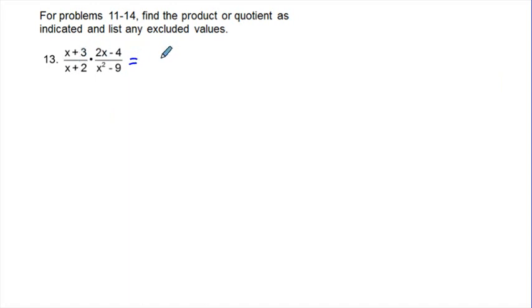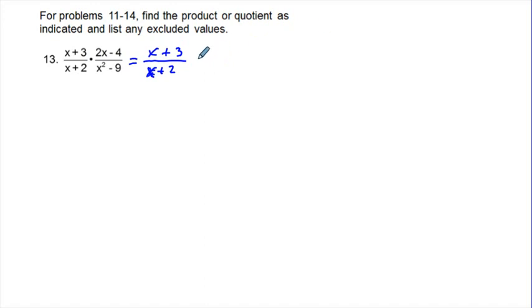We have (x plus 3) over (x plus 2) times (2x minus 4) over (x squared minus 9). So I'm going to write this as a multiplication problem, which it is. x plus 2. And let's go ahead and factor what we can.